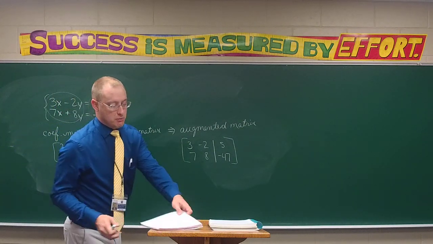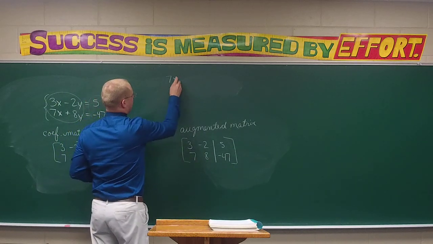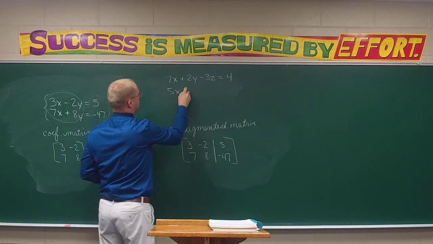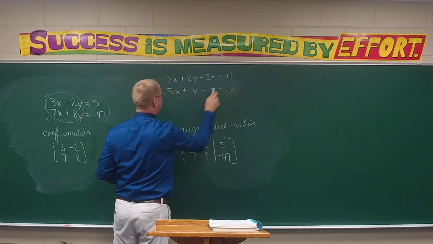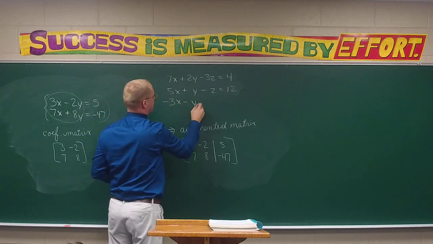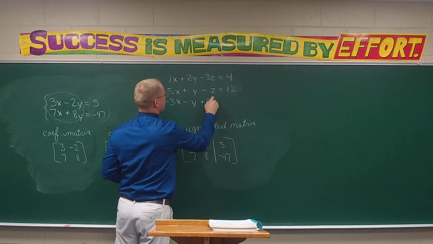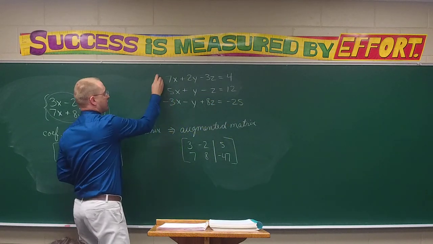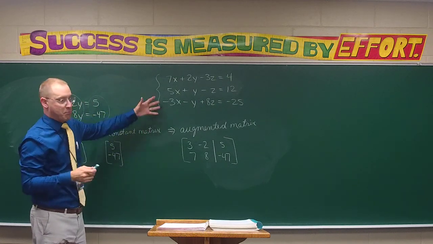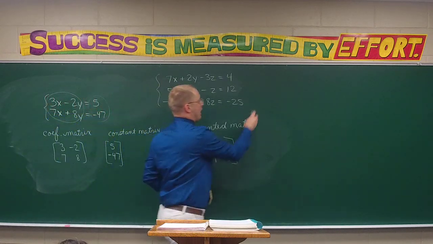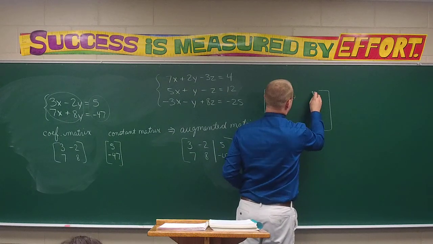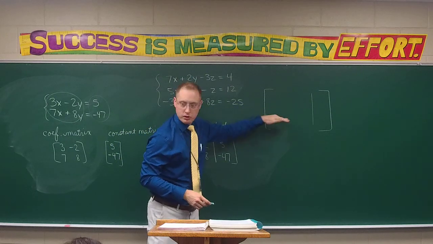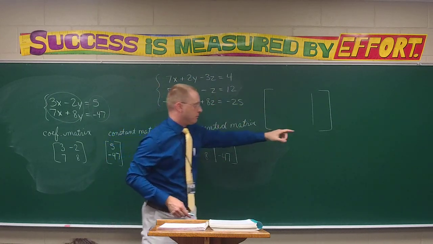We could do this with systems of three unknowns as well. For instance, if I had 7x plus 2y minus 3z equals 4, and 5x plus y minus z equals 12, and negative 3x minus y plus, let's go with an 8z equals negative 25. Well, in this case, this system of three unknowns would just be a bigger augmented matrix. I would need to leave room for 3 columns of numbers and 3 rows of numbers, and of course a single column on the back end.